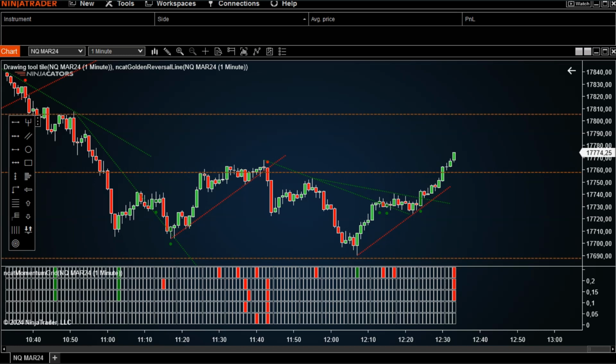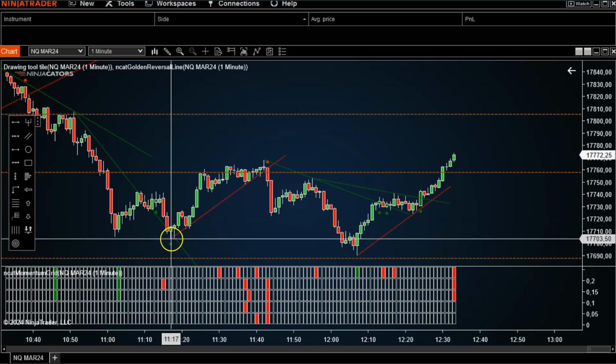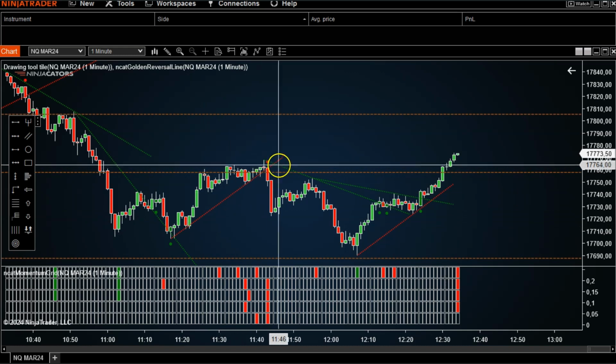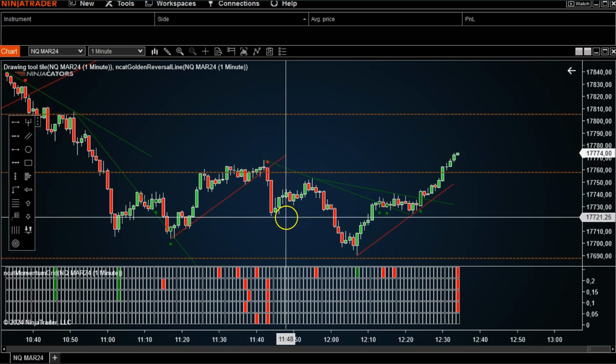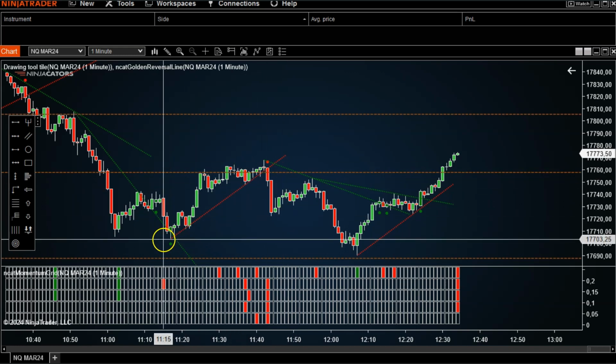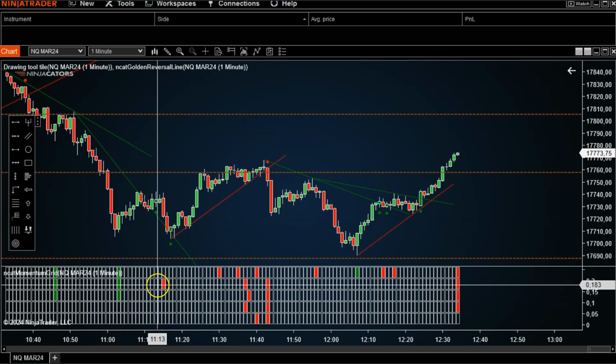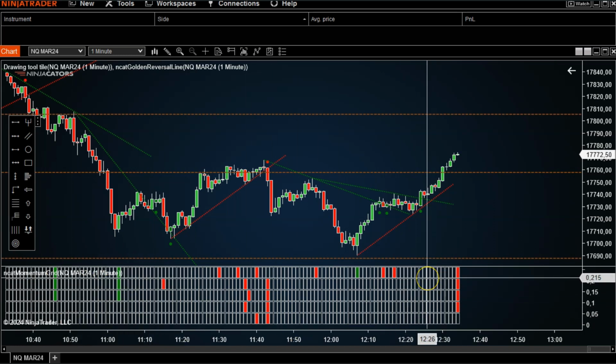Alright, for my next strategy, I'm going to show you my early entry advantage tool suite, which basically uses two different indicators. The first one being a golden reversal line, that's the red line you see there, as well as a green line. And it basically spots reversal areas in the market. You also have a little dot there, the red one and the green one, which then fires off a signal whether you should go long or short.